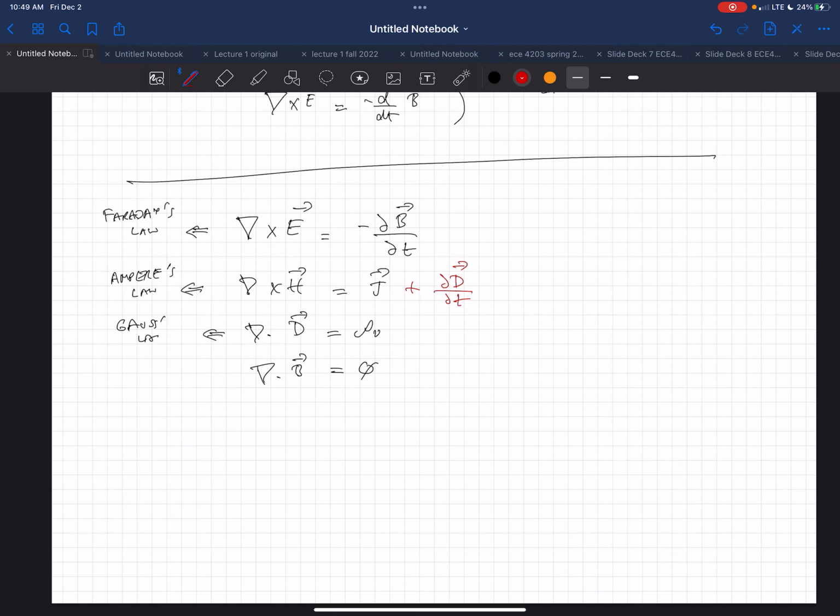But notice one of the key things here. You have a changing magnetic field causing an electric field, and a changing electric field causing a magnetic field. Okay? So this gives you electromagnetic waves. That's why we can have electromagnetic waves. Because you can launch something: as the electric field is changing, it's changing the magnetic field, which then goes and changes an electric field, which changes the magnetic field.